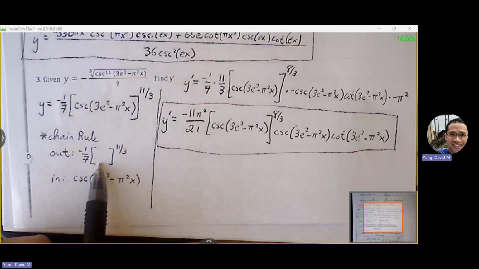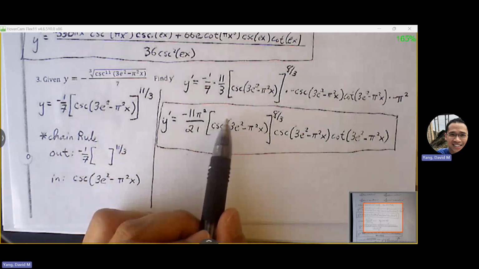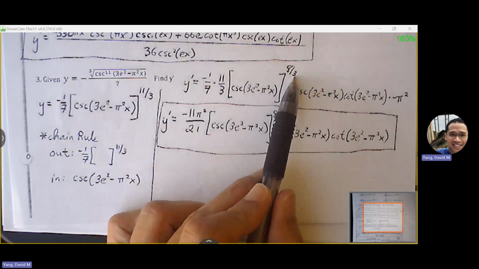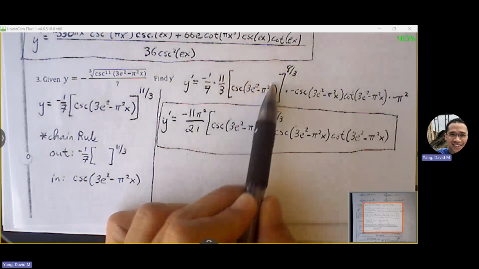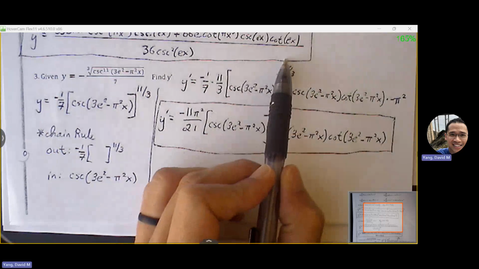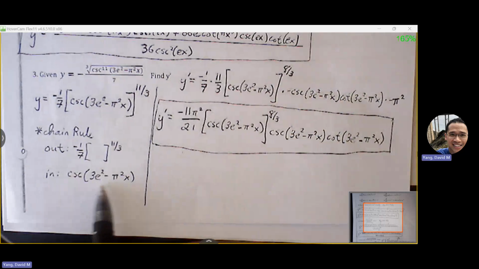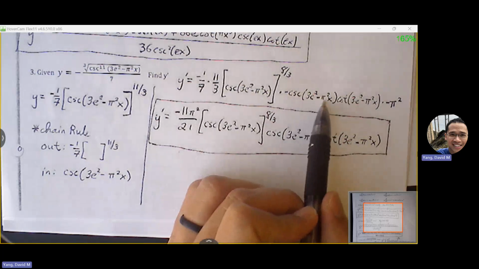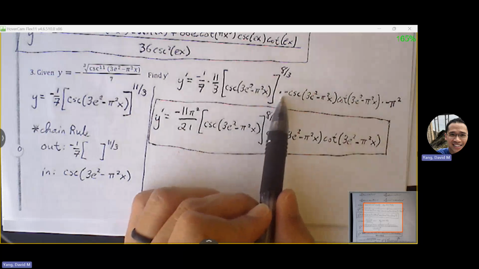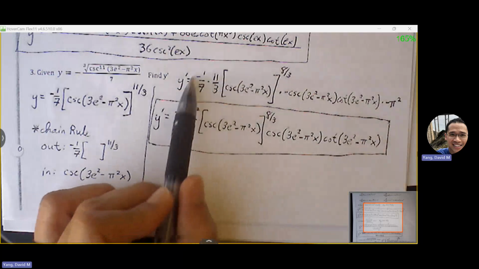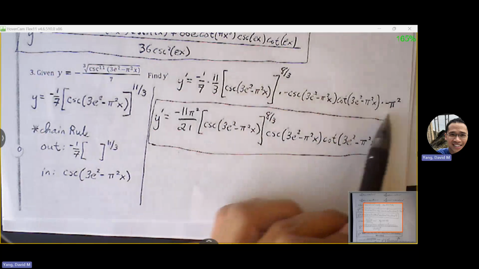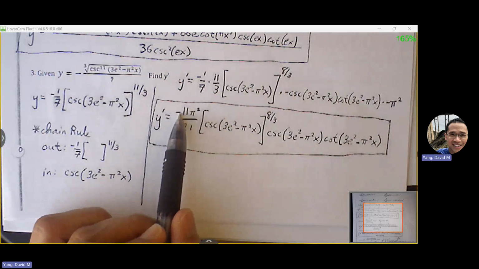So we do power rule here. Bring down the exponent, subtract 1 from the exponent. That takes care of the outside's derivative. 11/3 minus 3/3 is 8/3. And now moving into the inside portion, cosecant of u becomes negative cosecant u, cotangent u times u prime. And we can just pull all the non-trig in front, the two negatives, the pi squared, and the 11 over 21. So I have three negatives, so my term will stay negative.